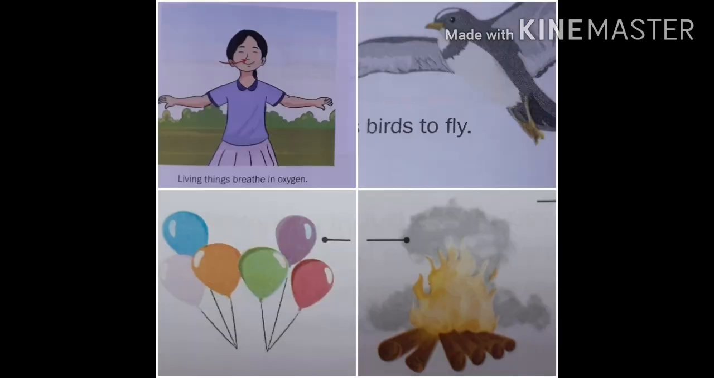So we should not pollute air because air is very useful to us. Now what are uses of air? See, air is useful to us in many ways. All living things need air to breathe and stay alive. Then air helps birds to fly. Air is also used to fill balloons, footballs and tires. Air is also needed for burning.